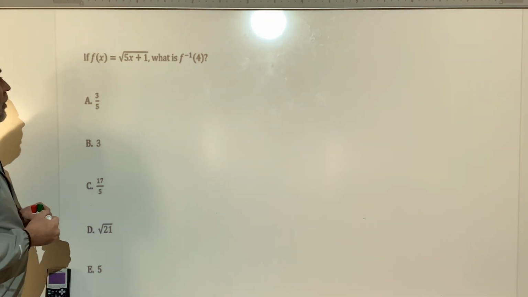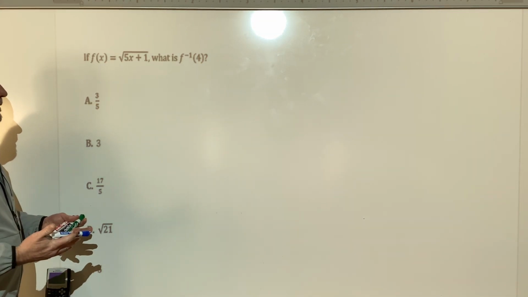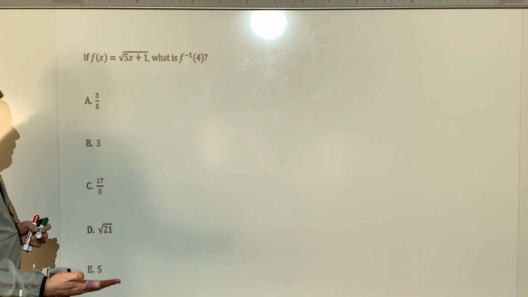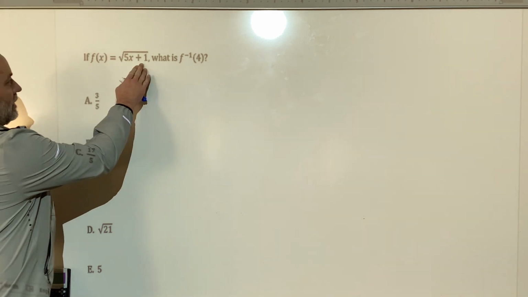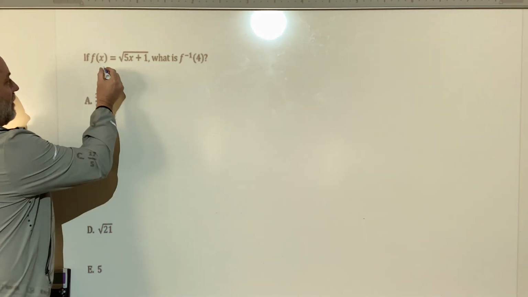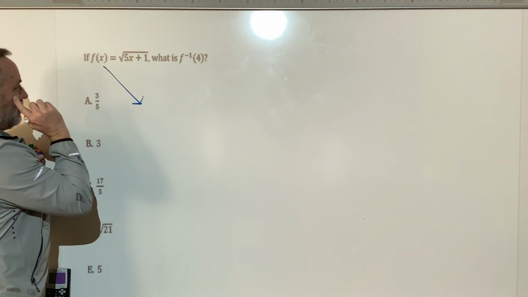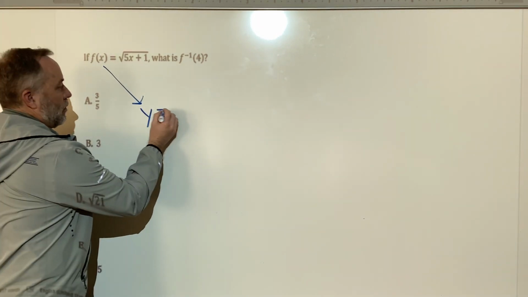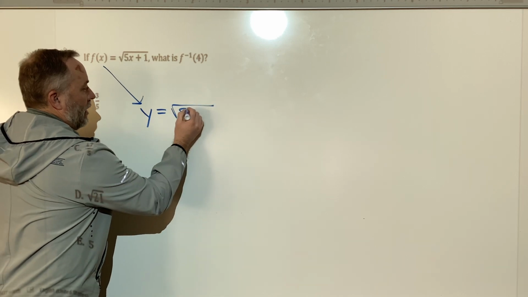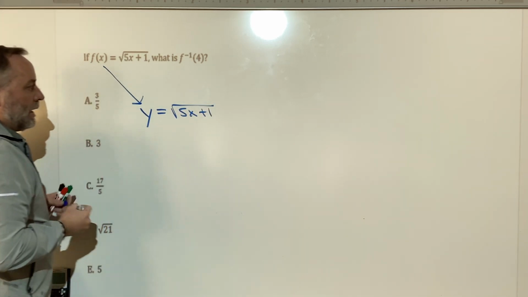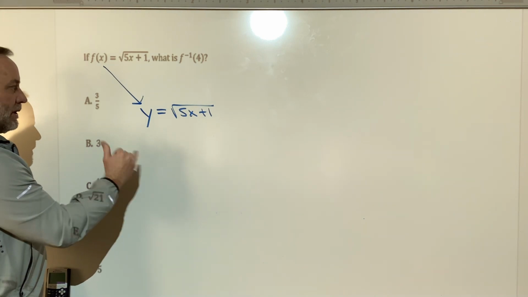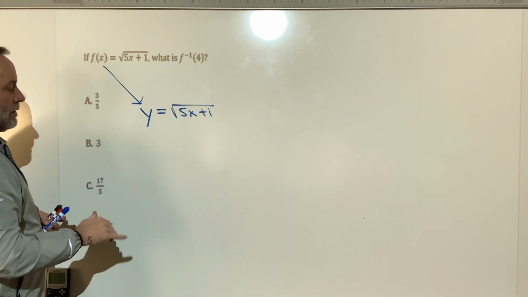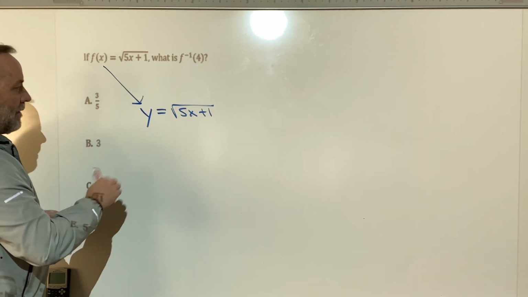One of the ways that it's often said that you do so is to switch x and y and then solve for y. But in our equation here, we don't have a y, but remember that f of x can be replaced with or substituted with y. So we could write this as y equals the square root of 5x plus 1. And then the strategy is to switch x and y because the domain and the range of a function and its inverse are switched. And then we solve for y.